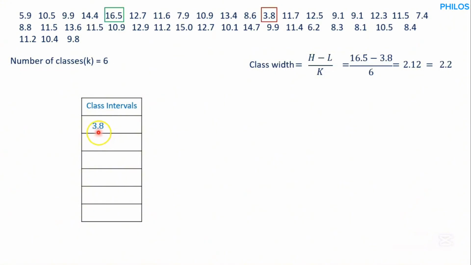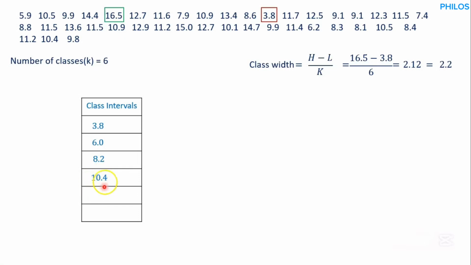Now, after writing the lower class limit of the first class, this is what you do. You take the class width, which is 2.2. Now, when you add 2.2 to 3.8, you get 6.0. So that 6.0, you are going to write it as the lower class limit of the second class. So we write 6.0 here. So when we add 2.2 to 6.0, we get what? 8.2. Add 2.2 to 8.2, you get what?